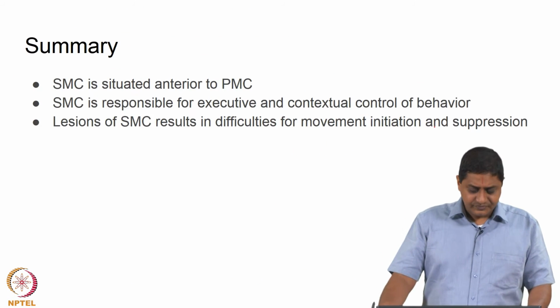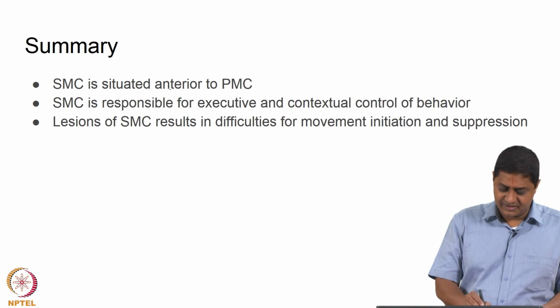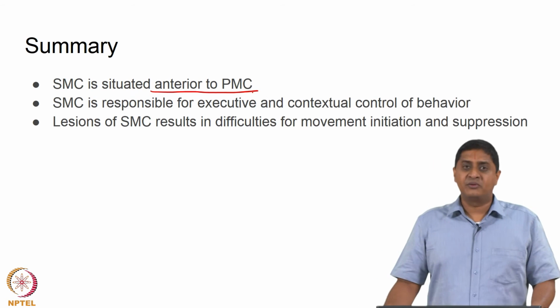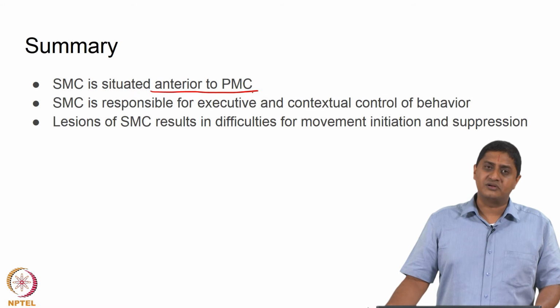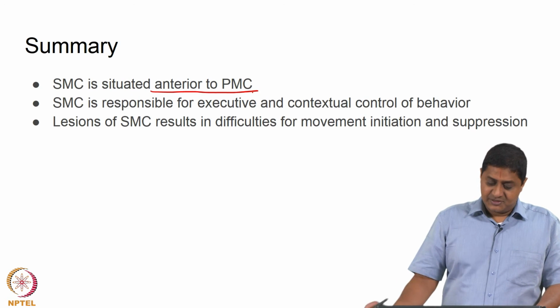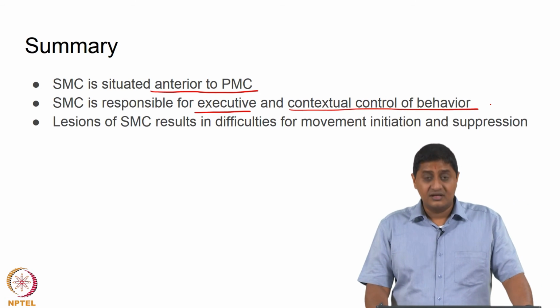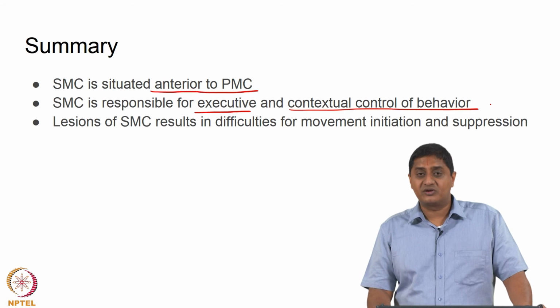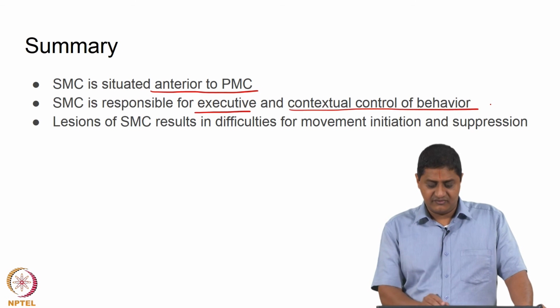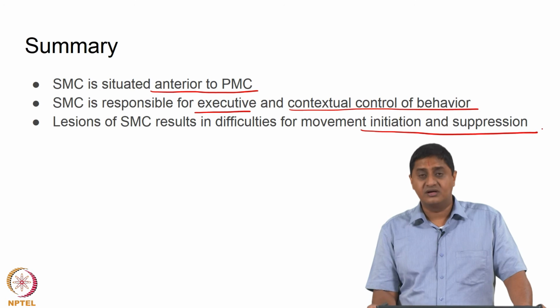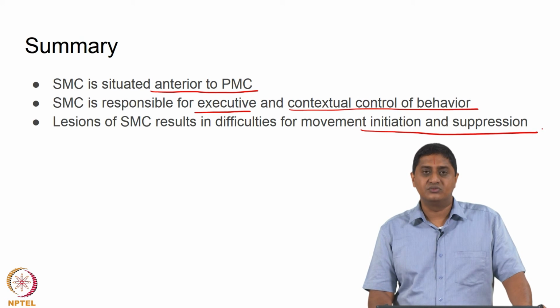So, in summary, the supplementary motor area is located anterior to the primary motor cortex, and is divided into the proper supplementary motor area, SMA proper, and the pre-supplementary motor area, the pre-SMA. The supplementary motor cortex is responsible for executive and contextual control of behavior, right. And lesions of the supplementary motor cortex result in difficulty of movement initiation and movement suppression, sometimes leading to very embarrassing or difficult situations for people who have this problem.